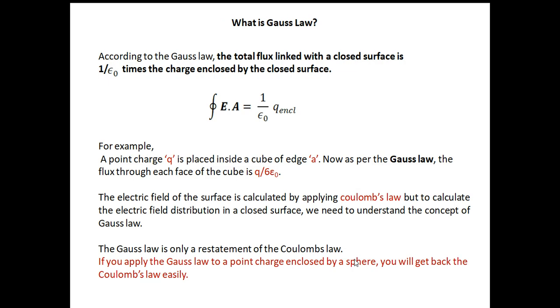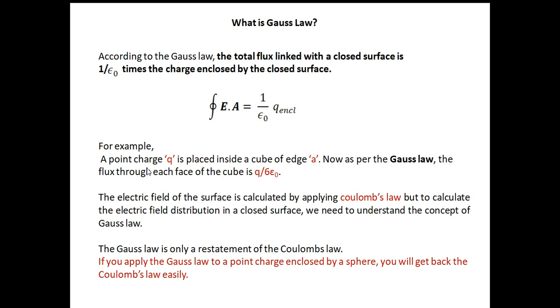So now, finally, what is Gauss's law? With so much discussion of flux, Gauss's law says the total flux linked with a closed surface is 1 upon epsilon 0 times the charge enclosed by the surface. So this word "enclosed" is very important. So you have the integration over the closed surface of E dot dA equal to 1 upon epsilon 0 Q enclosed.